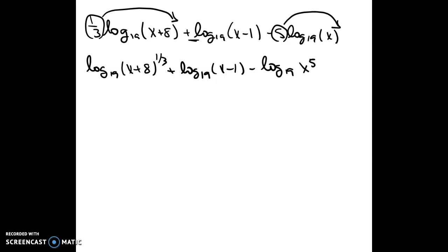And I'm going to go ahead and change this raised to 1/3 to a cube root. So log base 19, this is going to be the cube root of x plus 8. And everything else will remain the same.